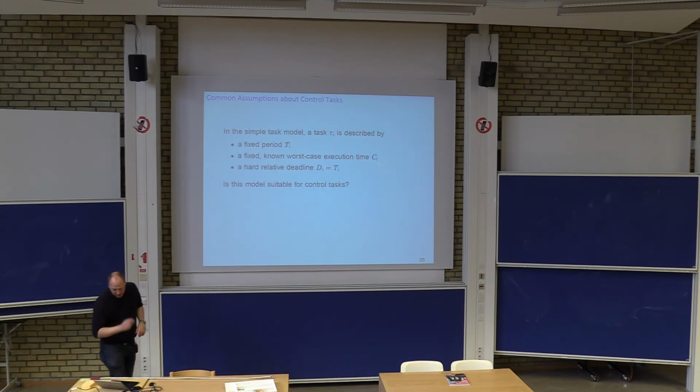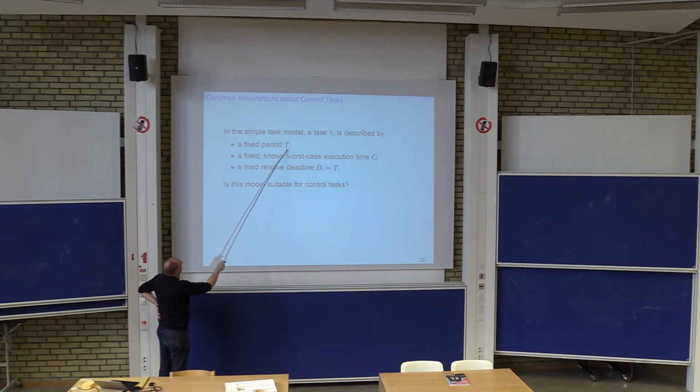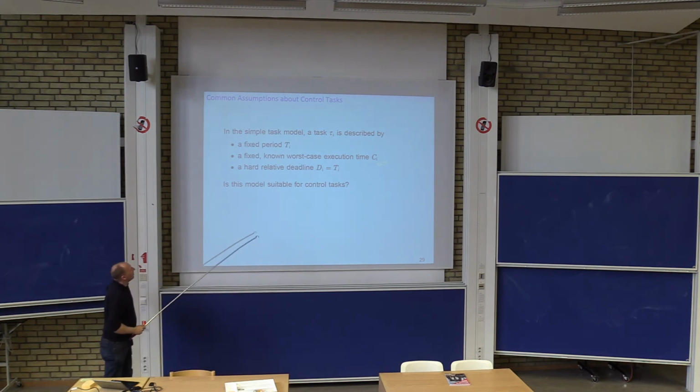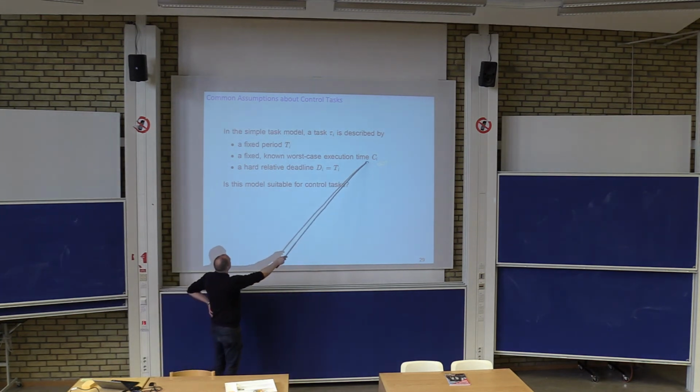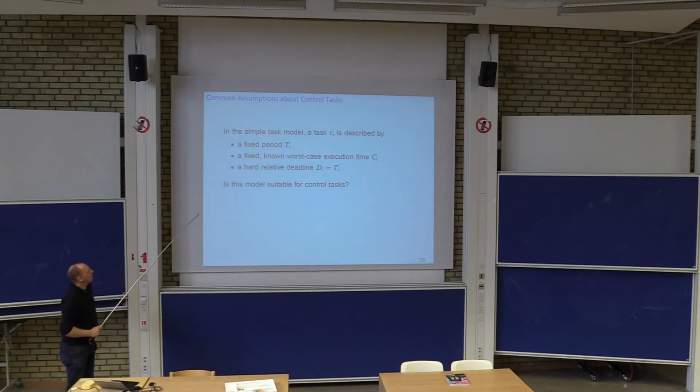So we will go back and discuss the typical assumptions. In control theory, you have a model of a task. You assume you have a fixed period, a known worst case execution time, and a deadline that is equal to the period. So this is what a control task looks like from the view of those who built up the scheduling theory.